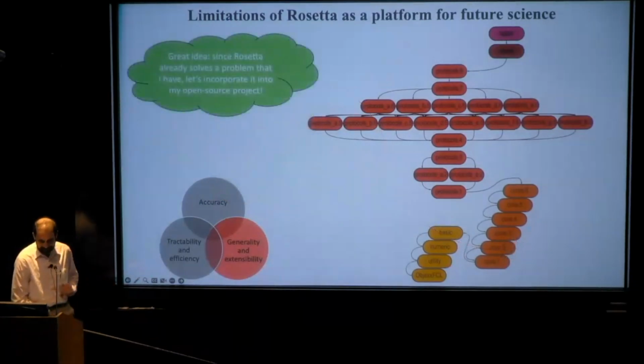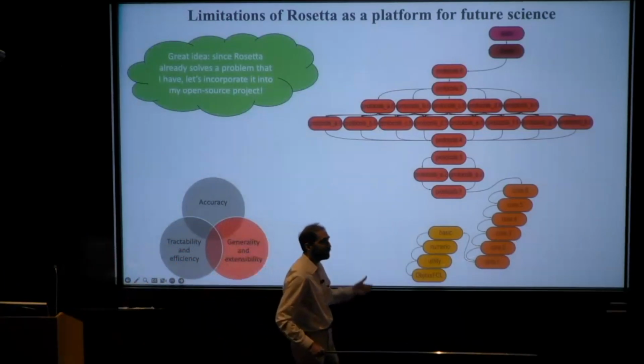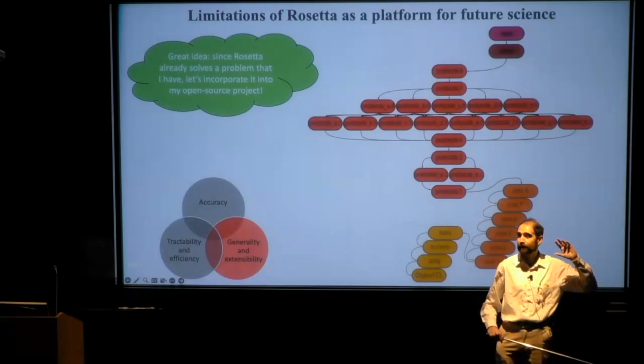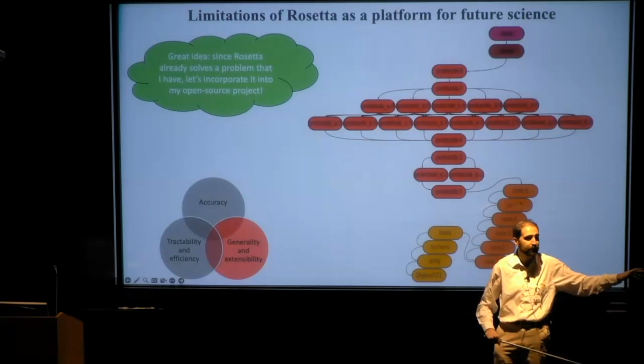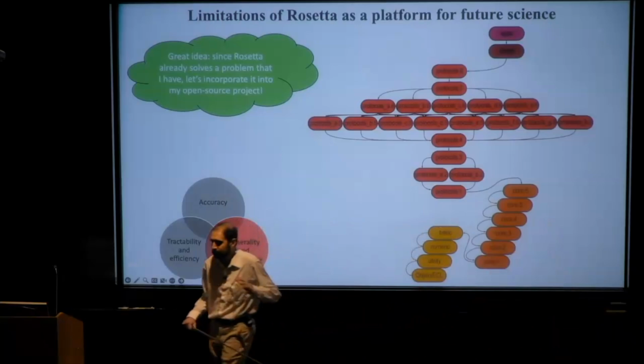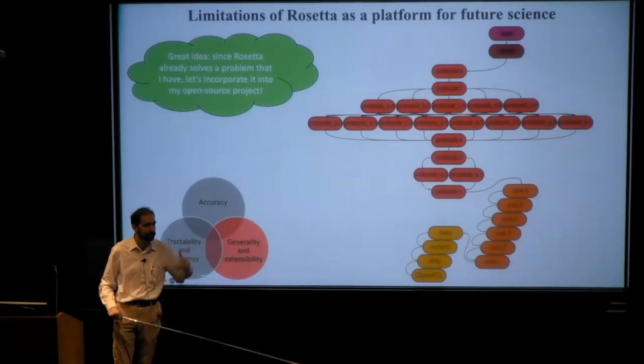And finally, the open source problem. Science is all about building on good ideas. So let's say I'm developing some other scientific software package. There's something I want to do that Rosetta already does well. I don't want to reinvent the wheel. Well, I should just incorporate Rosetta into my other package and use Rosetta for that part of the thing I'm trying to do, right?